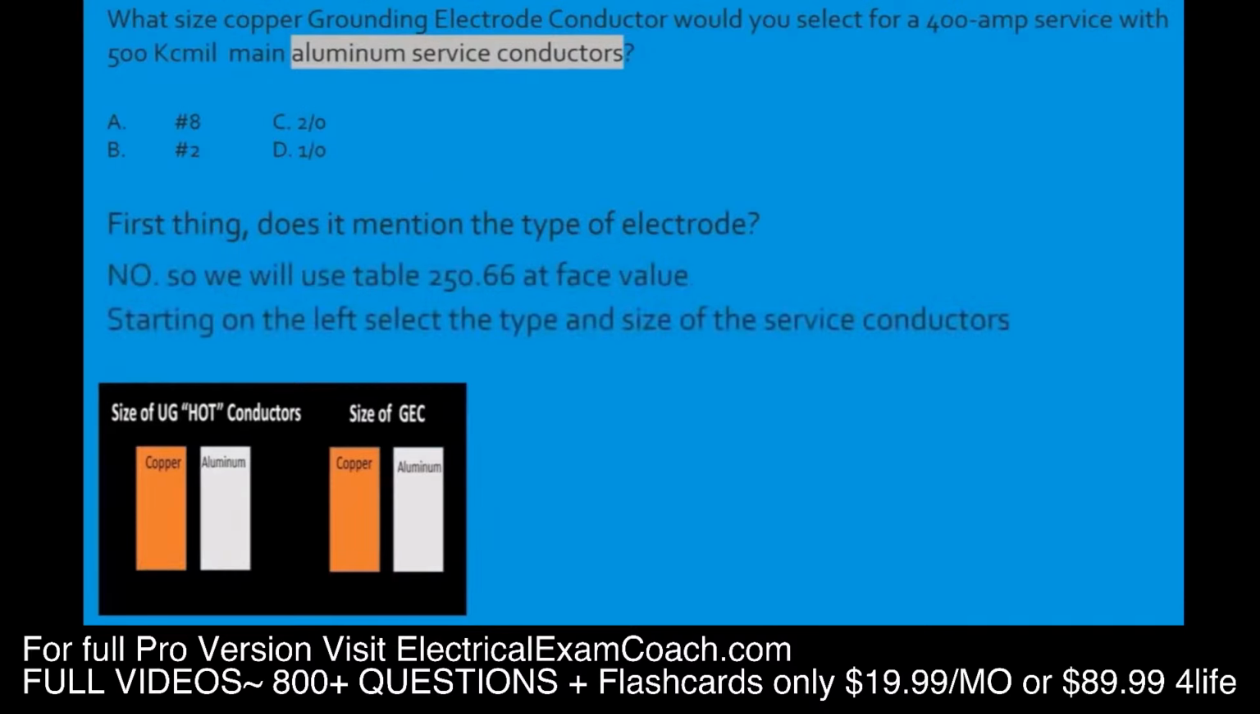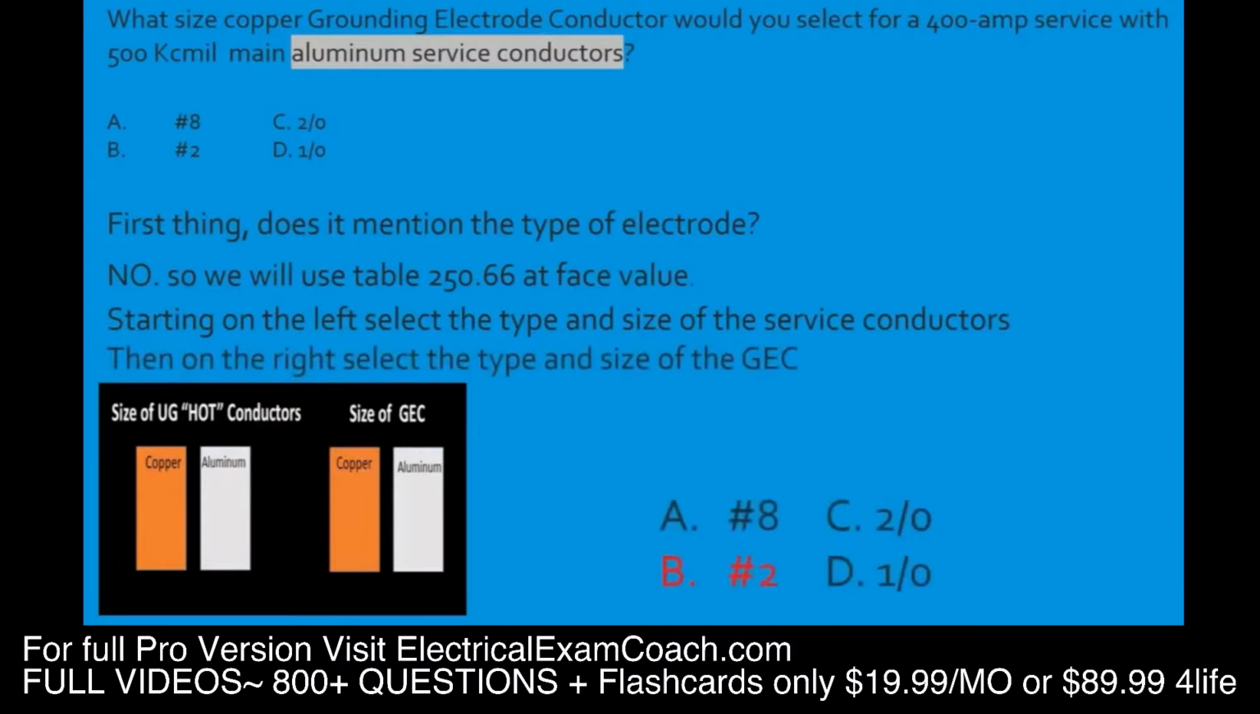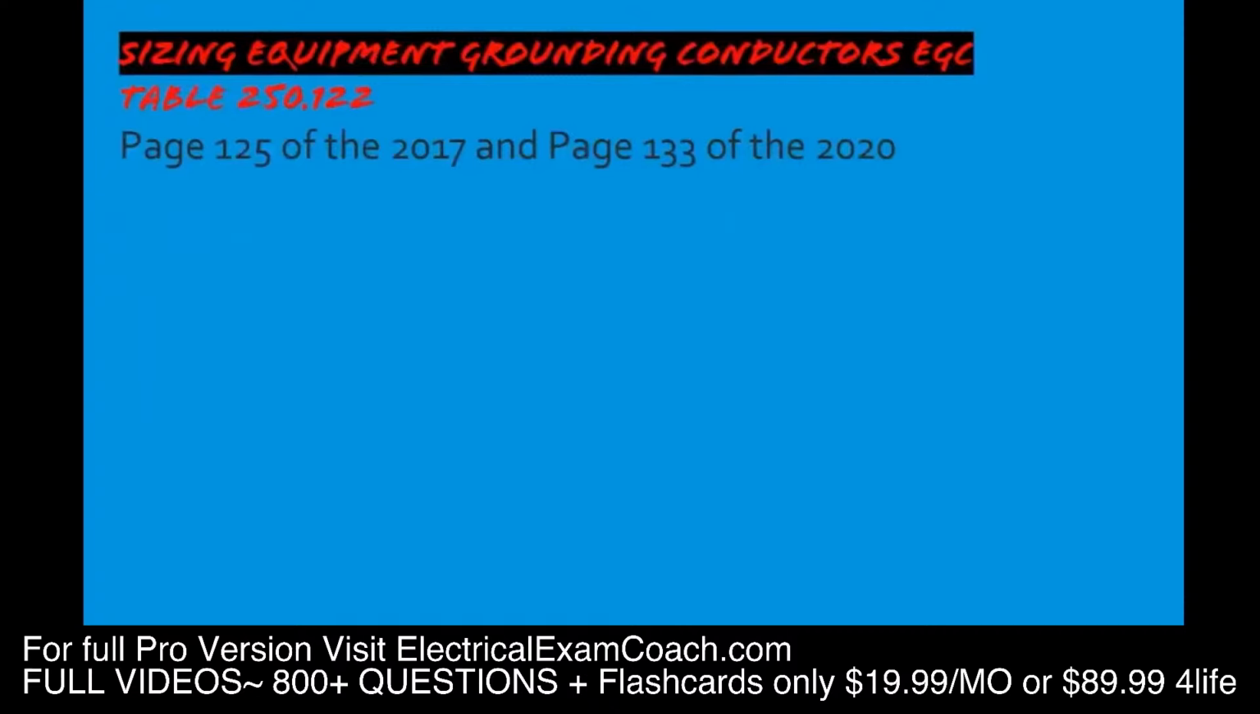Starting on the left-hand side with our type and size of service conductors, in this case aluminum. Then when we cross over, it's asking for a copper grounding electrode conductor. When we look through there and we tee off, we're going to find that it's not required to be larger than a number 2. Now let's learn how to size equipment grounding conductors, EGCs.